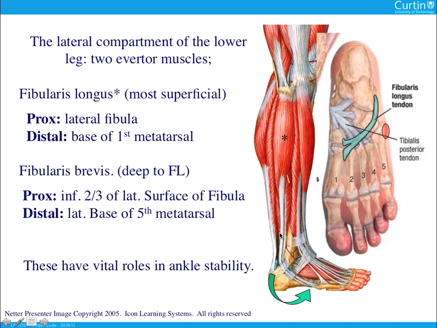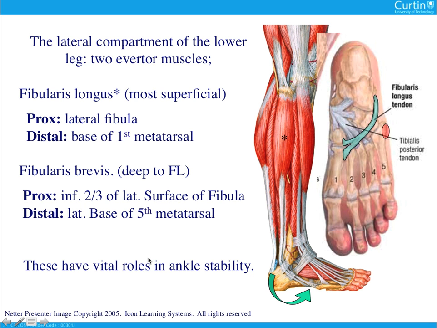Now the fibularis brevis is going to come down and it's going to originate from the lateral surface of the fibula, and it's going to insert distally on the styloid process of the 5th metatarsal. Okay, so lateral base of the 5th metatarsal is okay, but we really need the styloid process to be on there as well. Okay, styloid process.